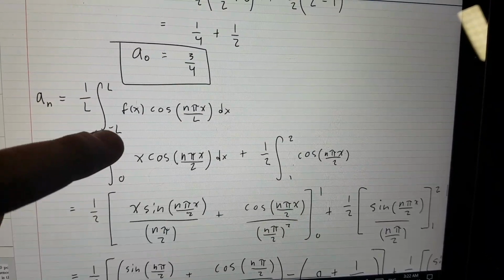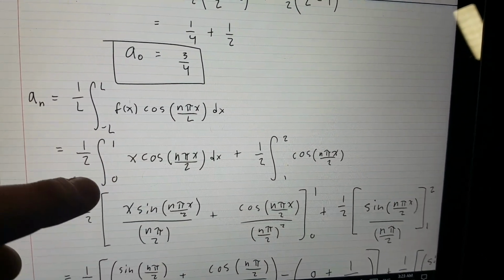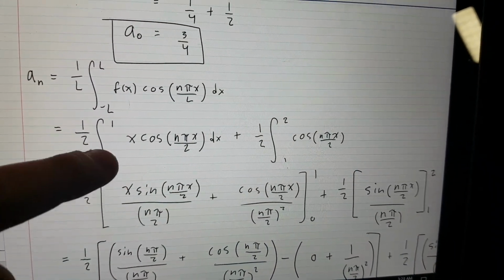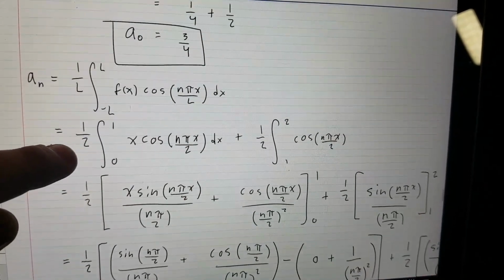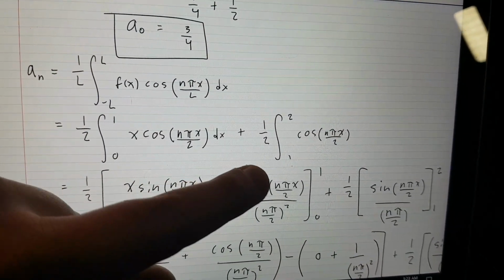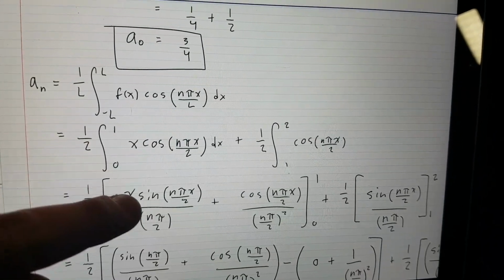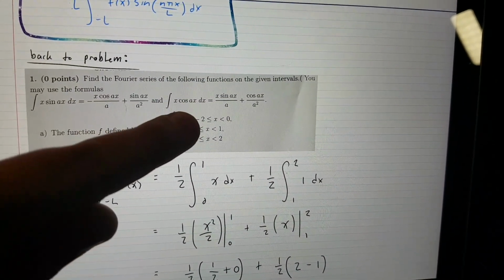An is 1 over L, the integral of the function times cosine of n pi x over L dx. So again, our function's different, so we have to split this integral up depending on what interval we're talking about. From 0 to 1, it's going to be x, and then from 1 to 2, it's 1, right? So let's integrate this. We get those formulas for free from up top. So this is how you evaluate that integral.